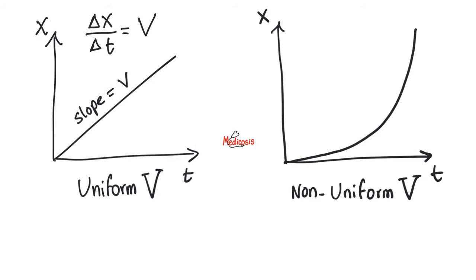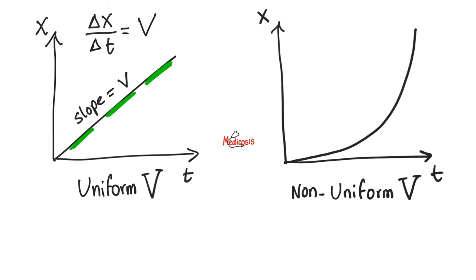Okay, so for the first one, find the slope of this line right here. Find the slope of that line right here. Find the slope of that line right here. You'll find that this slope is exactly the same as this slope, which is exactly the same as this slope. And this is the definition of uniform constant velocity.